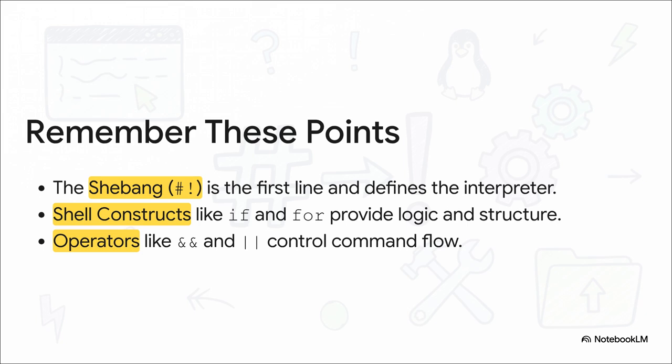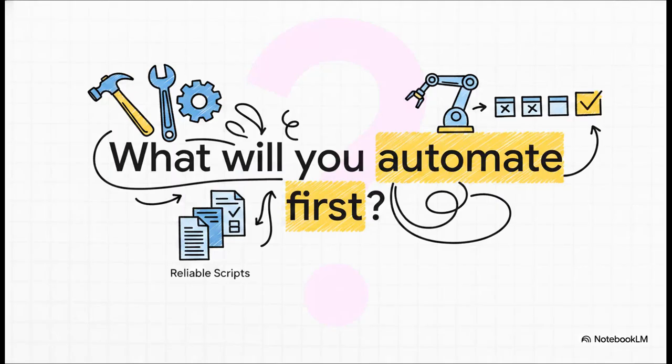Second, shell constructs, things like if and for. Those are the brains of your script. They provide the logic. And third, operators. Remember and/or? They give you that fine-tuned control over how your commands actually run. So now, with these tools in your belt, you are absolutely ready to start writing more dependable, more portable, and way more powerful shell scripts. The only question left is, what's the first tedious thing you're going to automate?